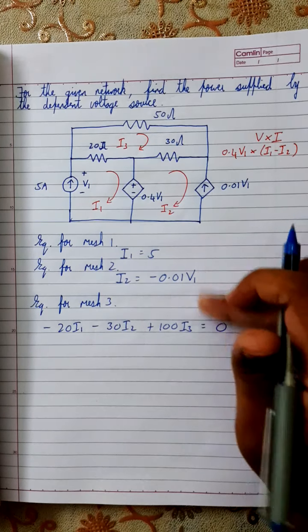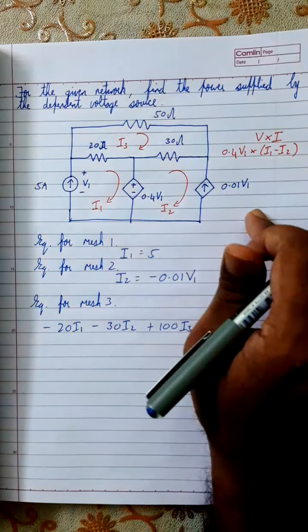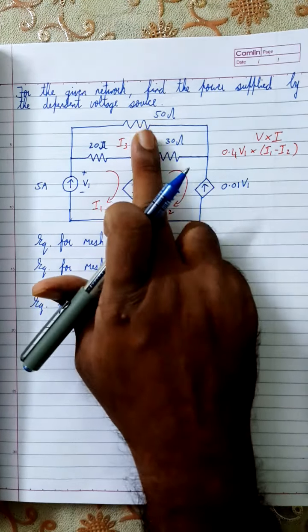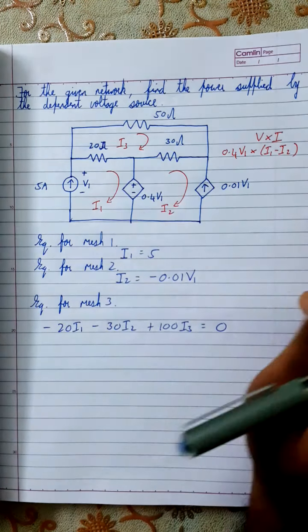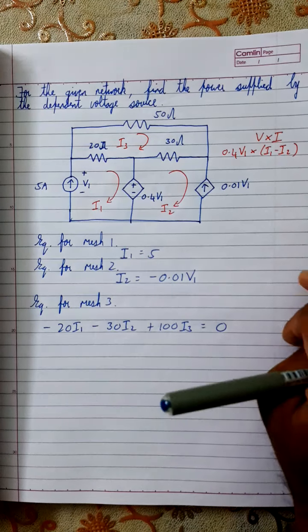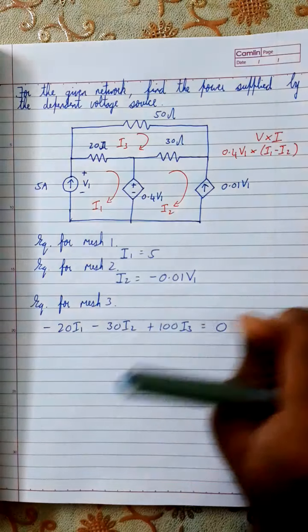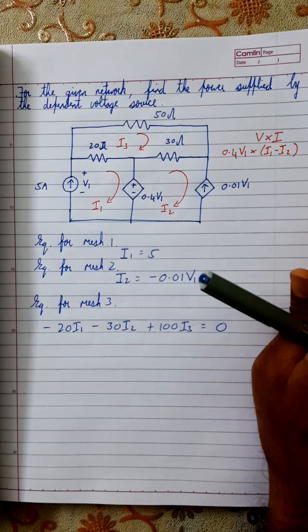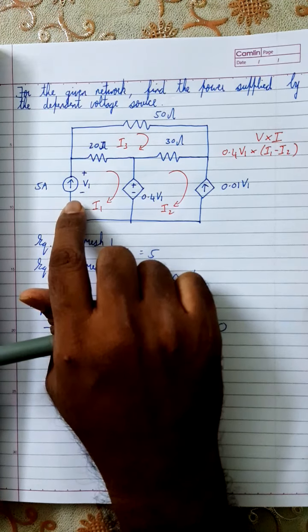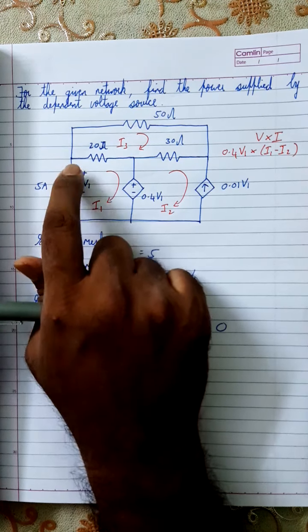So now we have the mesh equations. But how many unknown variables are there in the circuit? I1, I2, I3, and V1. So there are 4 unknown variables, which means you need 4 equations. You already wrote 3 equations, so you need one more equation, and that equation is used for defining V1. V1, like I said before, is the voltage across this current source.